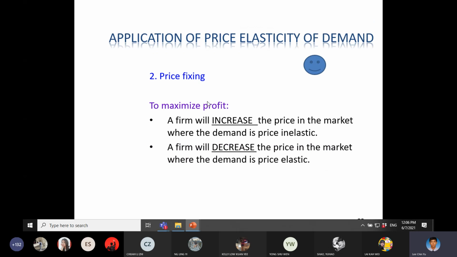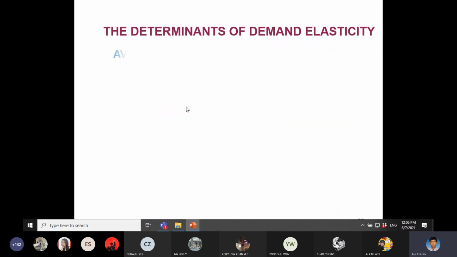And for the firm, if they want to maximize profit, they need to observe whether the demand is elastic or inelastic. If the demand is elastic, they need to reduce the price. If the demand is inelastic, they can increase the price in order to maximize profit.